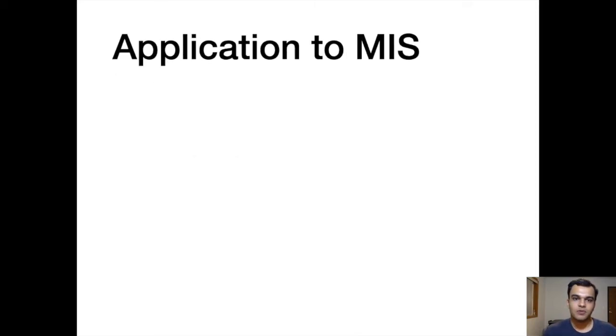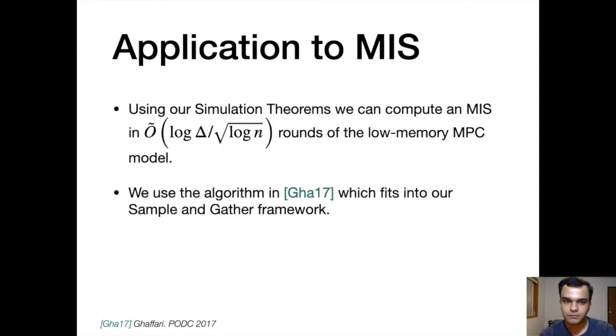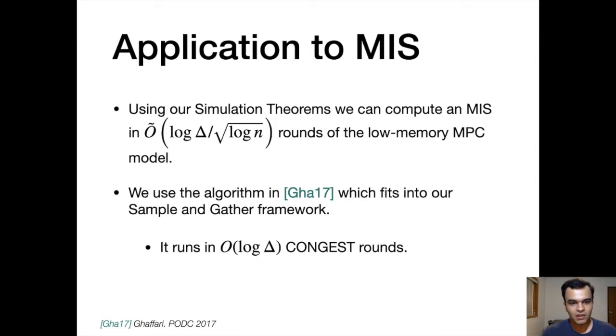We can apply our simulation theorem to get an algorithm for MIS that runs in log delta over square root log n rounds of the low memory MPC model. We use the algorithm of Ghaffari, which we show fits into our sample and gather framework. This algorithm runs in O of log delta CONGEST rounds, and we show that the activity levels are bounded by a factor of alpha equal to 2. And just a black box application of our simulation theorem gives the running time in the first bullet point.